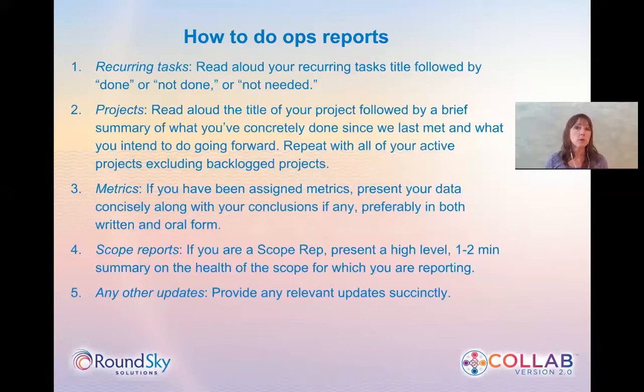They'll need to be taking notes if needed for appreciations, helpful suggestions, and tensions that may arise. And when invited by the facilitator, each scope member reports on their work without interruptions as follows. For your recurring tasks, you would read aloud your recurring task title, followed by done or not needed. For your projects, you would read aloud the title of your project, followed by a brief summary of what you've concretely done since we last met, and what you intend to do going forward. Repeat this with all of your active projects, excluding backlogged projects.